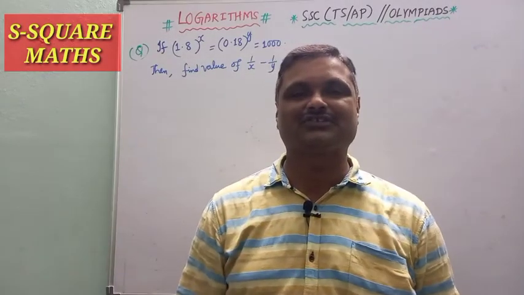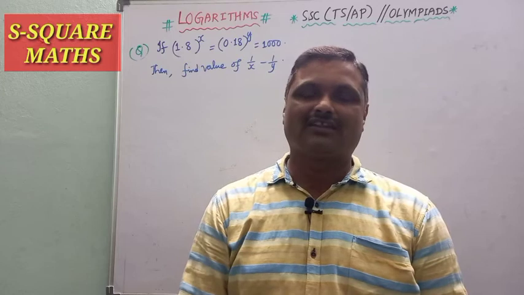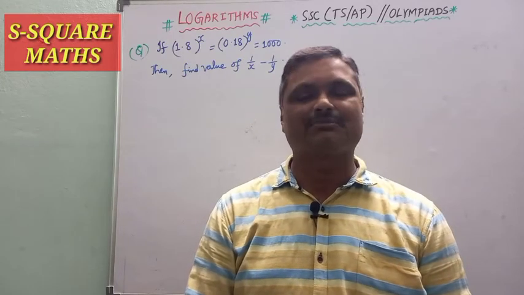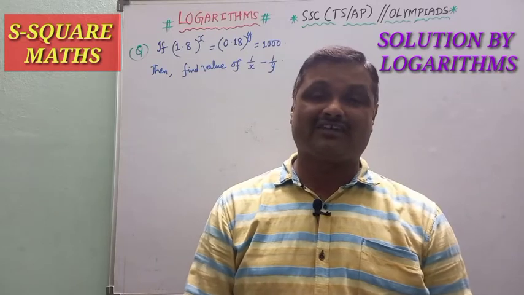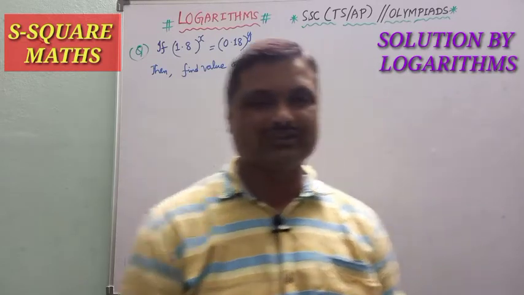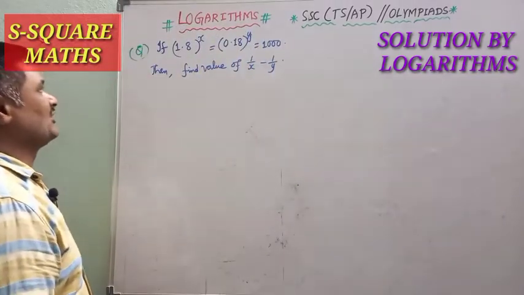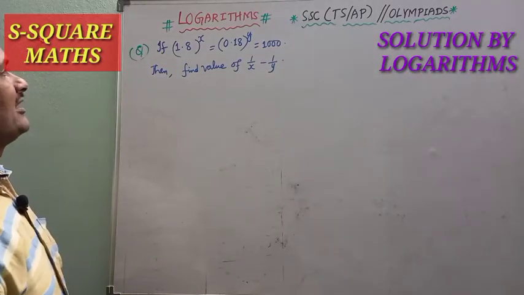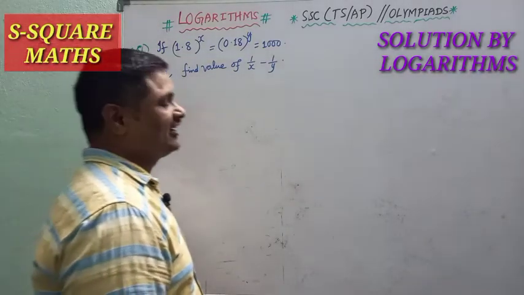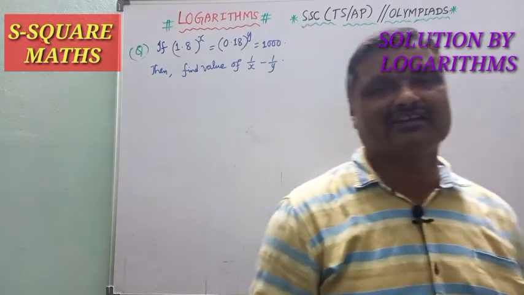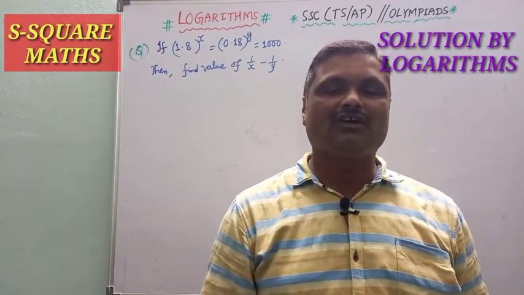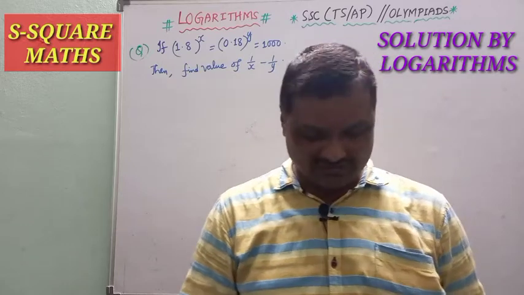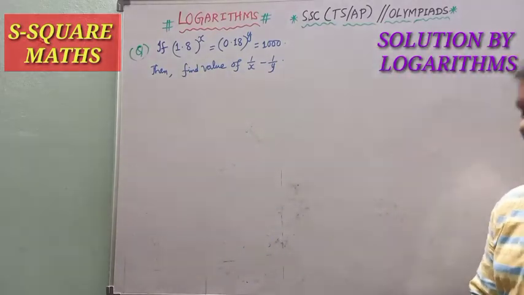This is Santosh. So now logarithms, a very interesting and important problem for SSC of TS and AP and various Olympiads. So let us go through it now. If 1.8 whole power x is equal to 0.18 whole power y is equal to 1000, then we have to find out the value of 1 by x minus 1 by y. It is one of the most important and interesting problems of 10th standard. So let us go through it now.